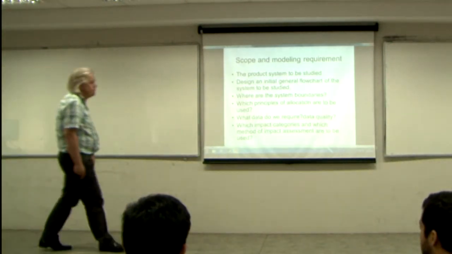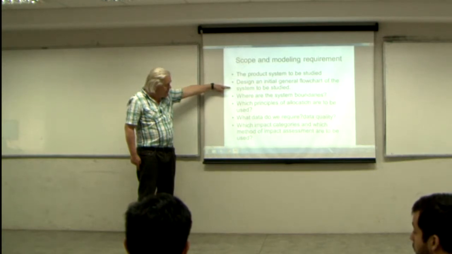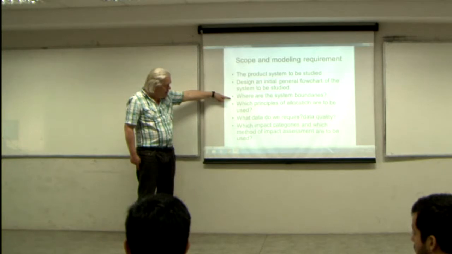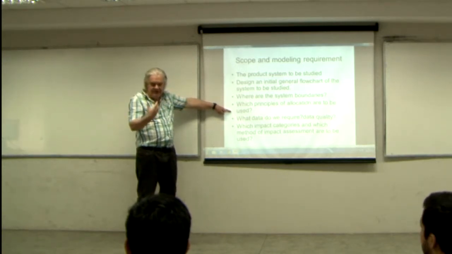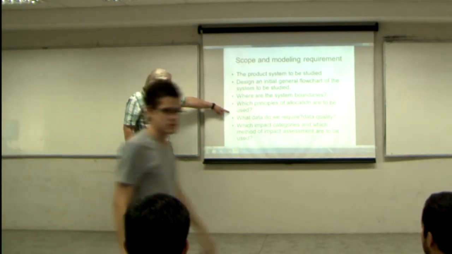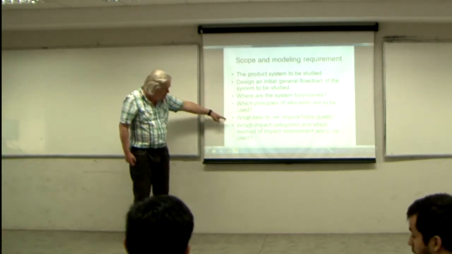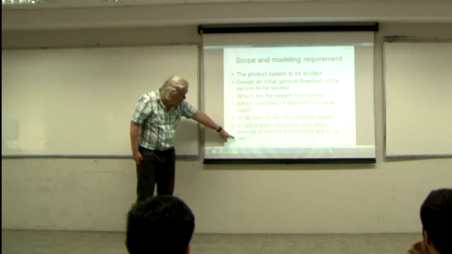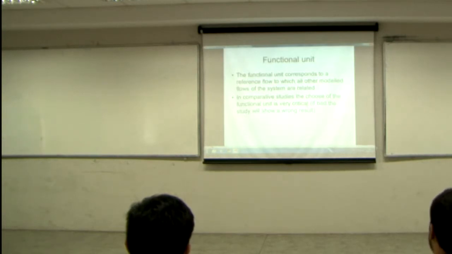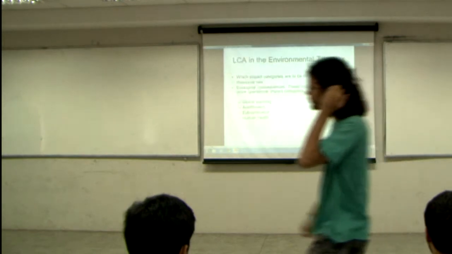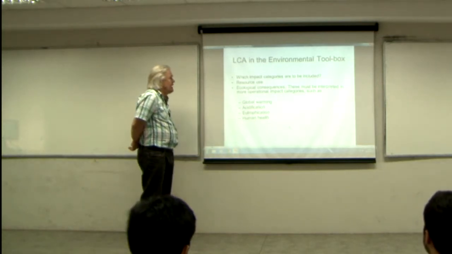And this is what we did. We thought about the product system to be studied. We designed an initial general flow chart of the system to be studied. Where are the system boundaries? Which principle of allocation is to be used? We expanded the system. What data do we require? Which data quality do we need? Which impact categories and which method of impact assessment are to be used? This we have not discussed yet. Functional unit. I'll say in the environmental toolbox.